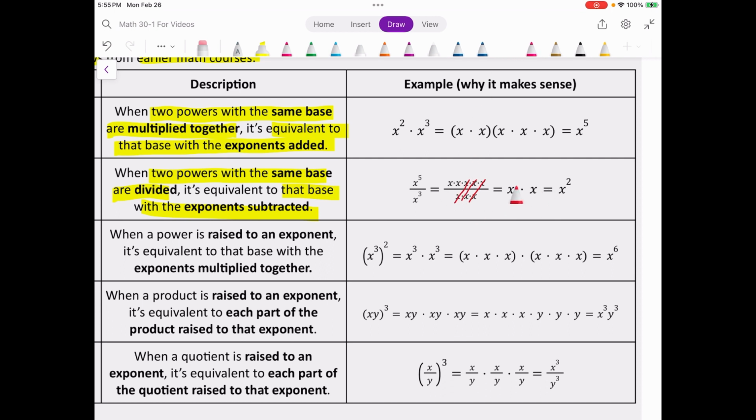And that's why it makes a ton of sense that we would subtract them, because every multiplication of x in our numerator can be canceled out by a multiplication of x in the denominator. x over x is just 1, right? And so that's why if we have x to the power of 5 over x cubed, we know that it's just going to be equal to x squared, okay?